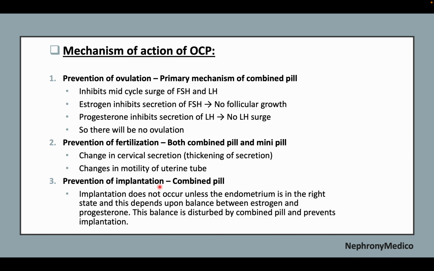Prevention of implantation: implantation does not occur unless the endometrium is in the right stage, and this depends upon the balance between estrogen and progesterone. This balance is disturbed by the combined pill, which prevents implantation.